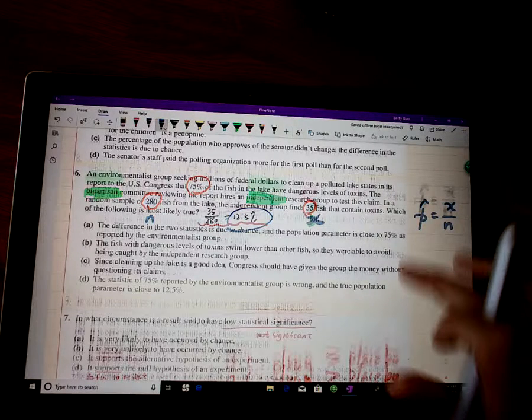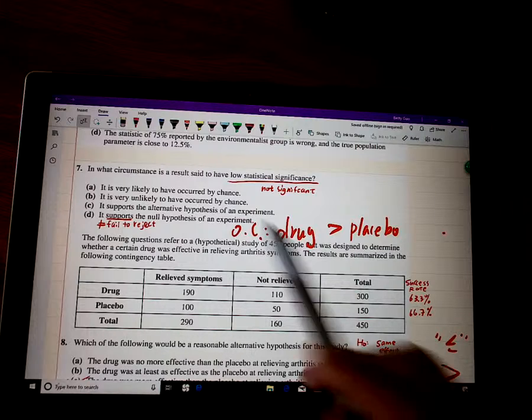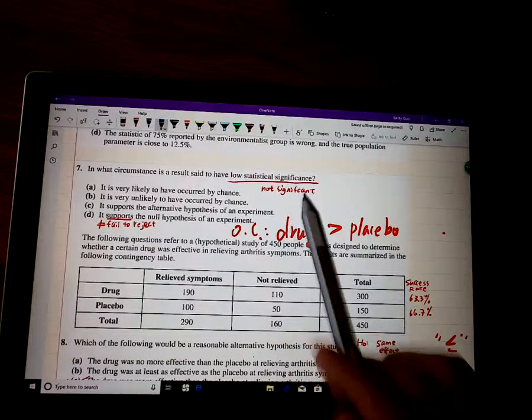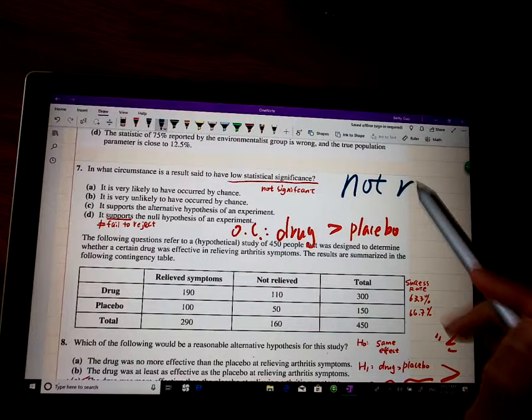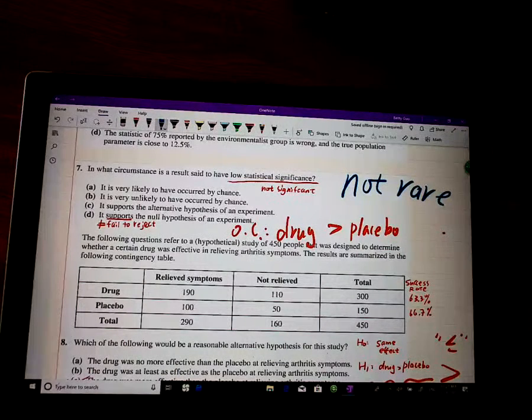7. In what circumstance is a result said to have low statistical significance? Low means not significant, right? Not statistically significant means not rare. Let's see. A. It is very likely to have occurred by chance. B. It is very unlikely to have occurred by chance. C. It supports the alternative hypothesis of an experiment. D. It supports the null hypothesis of an experiment.